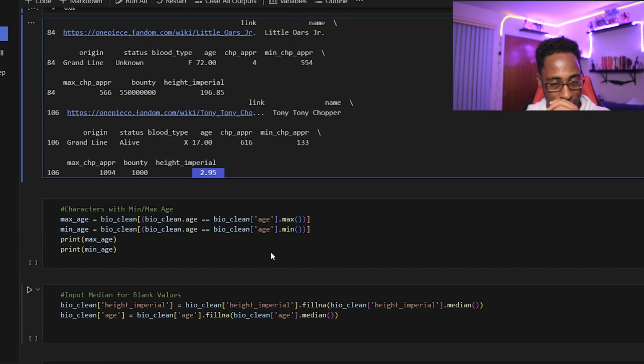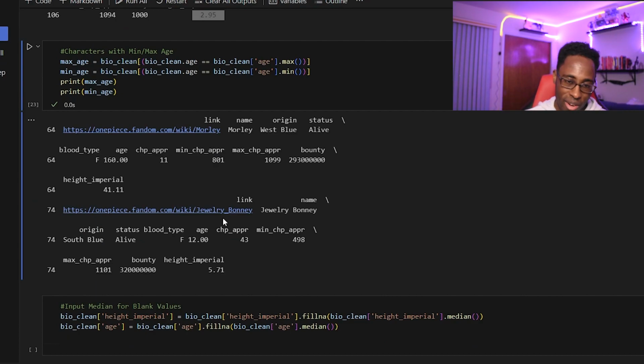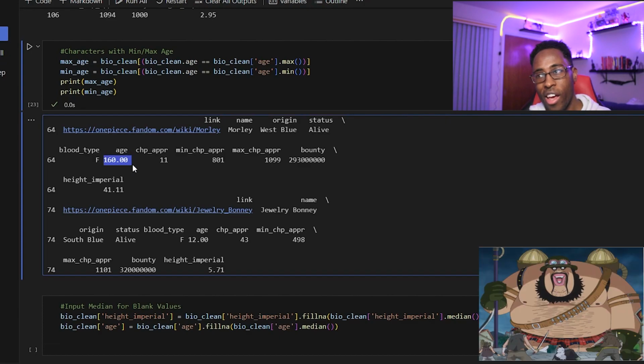The next thing I wanted to look at was the age. So we'll do the same thing, get the min and max ages, see what those characters are. And this I found really interesting. Coming in as the oldest character at 160 years old is Morley. Definitely not something I would expect, and definitely not something that's talked about, I don't think, at all. So perhaps this means that given his age, he may have some more context to add to the story outside of his flamboyant personality.